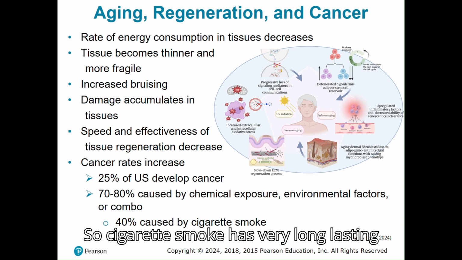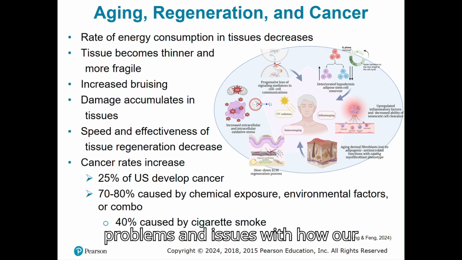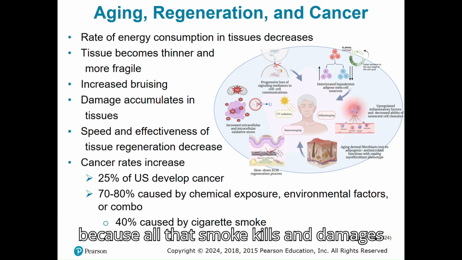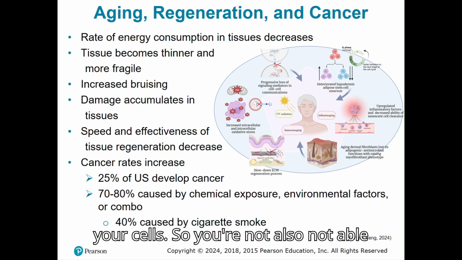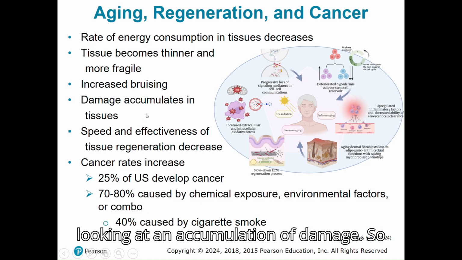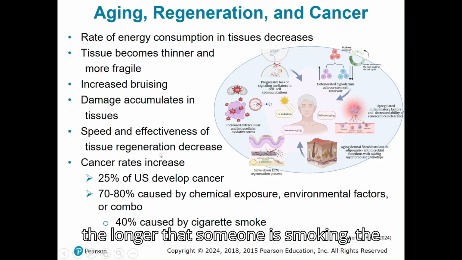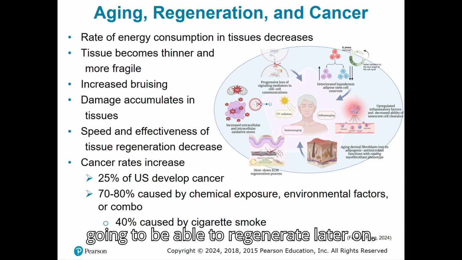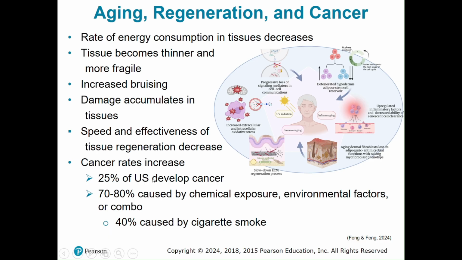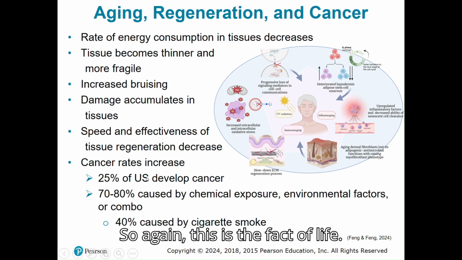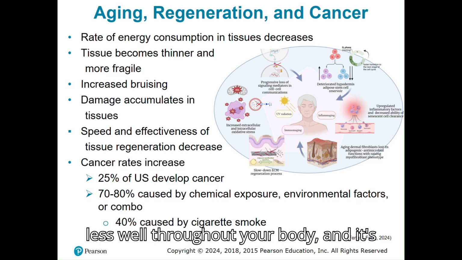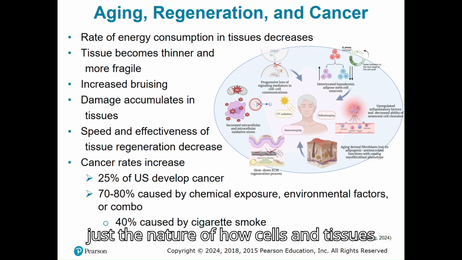So cigarette smoke has very long-lasting problems and issues with how our tissues are able to function, how our cells are going to be able to regenerate, because all that smoke kills and damages your cells, so you're not able to regenerate it. And again, we're looking at an accumulation of damage. So the longer that someone is smoking, the more and more damage is going to accumulate, and the less effective it is going to be able to regenerate later on. So again, this is the fact of life. As you get older, things start working less well throughout your body, and it's just the nature of how cells and tissues work.